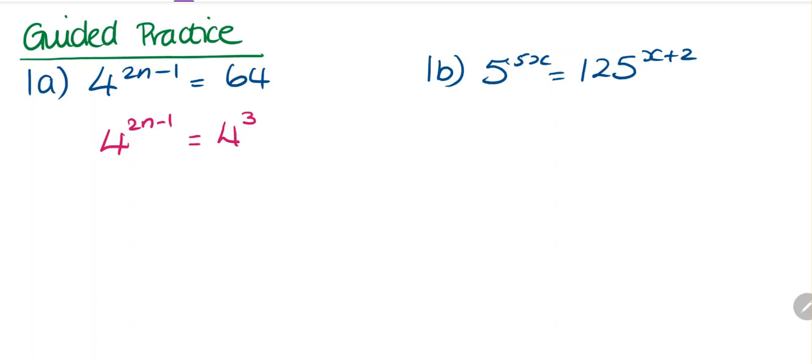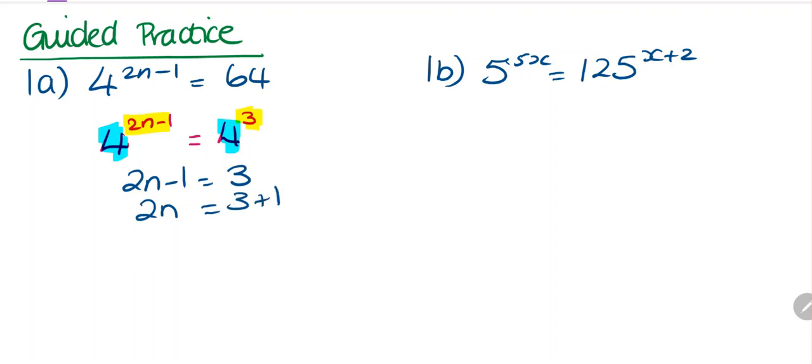So now that the bases are the same, we can take the exponents and use the property of equality. So it's going to be 2n minus 1 is equal to 3. So we're going to add 1 to both sides. So this will be 3 plus 1. 2n is 4. Divide both sides by 2. So n is equal to 2.